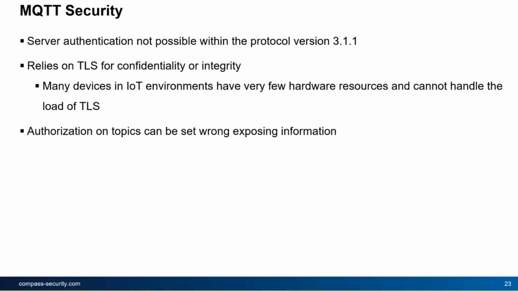Another topic which I guess we will see a lot in MQTT deployments is that the authorization checks on the topics themselves could easily be misconfigured, as you'll have a lot of topics and a lot of messages. And if there's one mistake there, this could lead to leakage of information or even unintended read permissions.